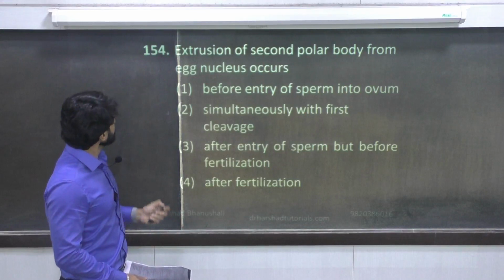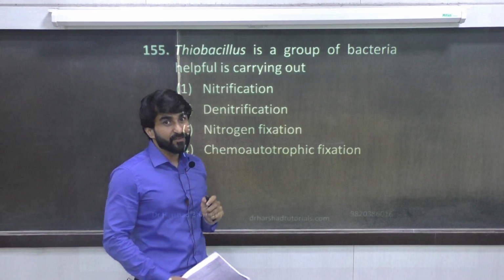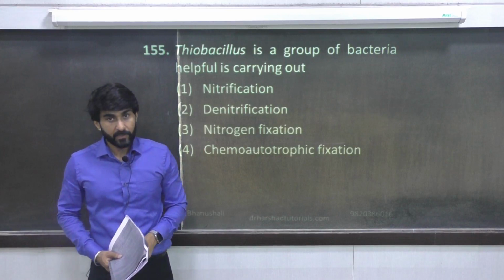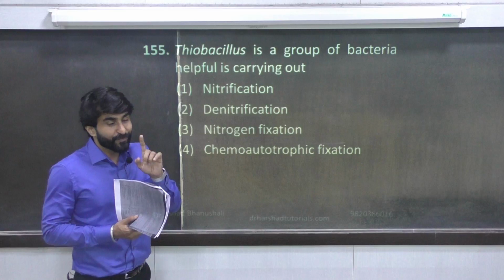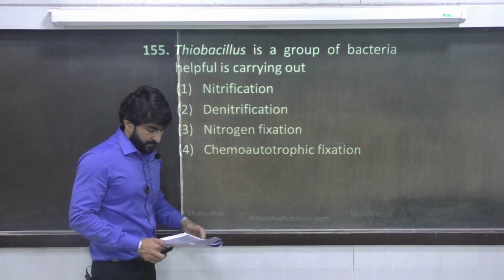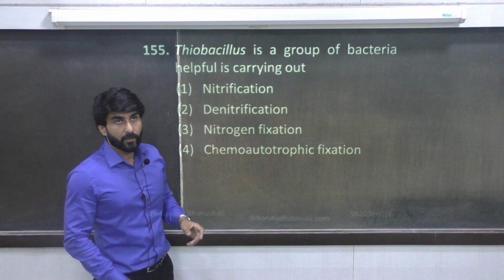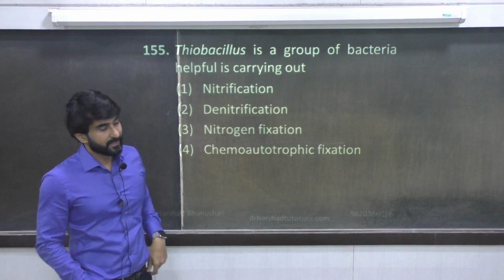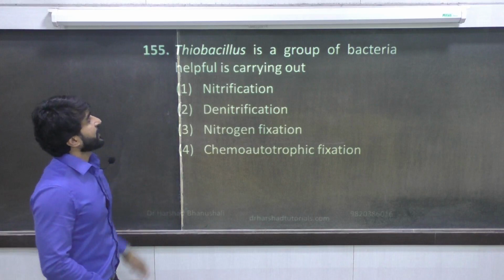155. Now, Thiobacillus is a sulfur bacillus. This sulfur bacillus, Thiobacillus, as an NCERT example, is given in your mineral nutrition chapter in denitrification. If you read your NCERT properly, this is a straightforward question, because Thiobacillus along with Clostridium, if I am not wrong, is the answer given in denitrification. Not Clostridium, it's Pseudomonas. So Thiobacillus along with Pseudomonas is given in your NCERT for denitrification. They have asked you about Thiobacillus, so the answer would be denitrification.